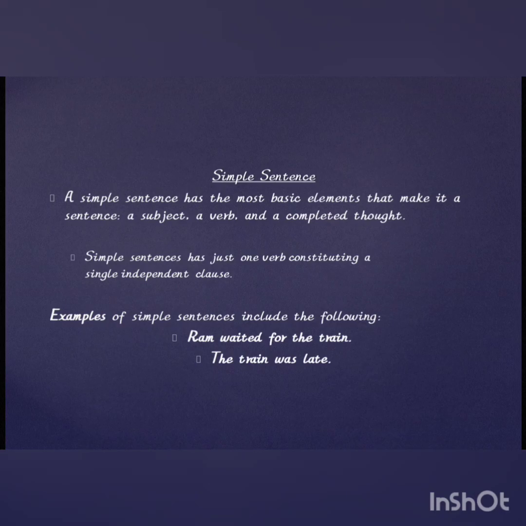Ram waited for the train. Now look at the second example. The train was late. Again here we have only one verb, and the verb here is was. Now let's see what a verb means. A verb is an action term, right? Only the verb gets applicable with the tenses. All 3 tenses are applied only to the verb.